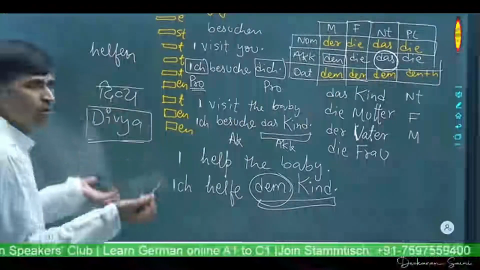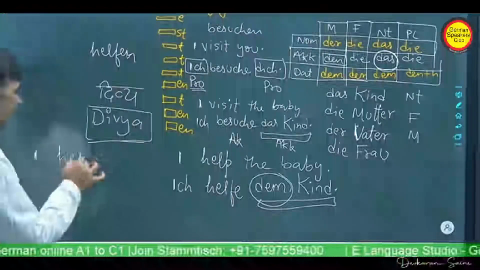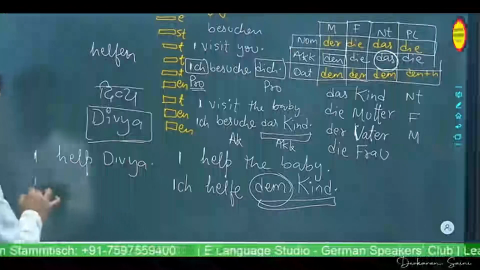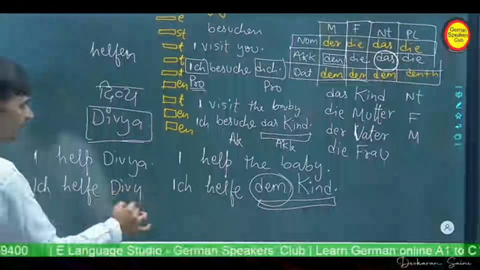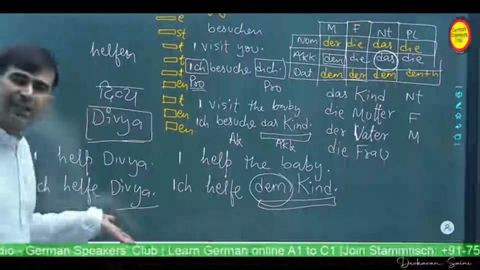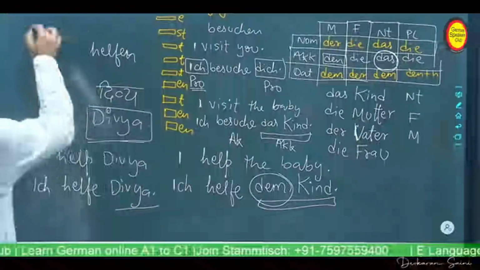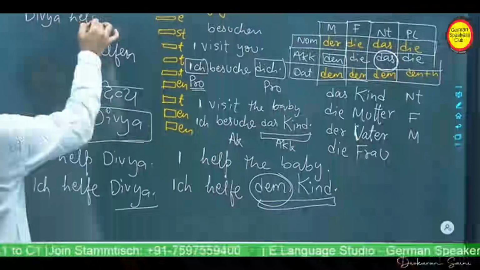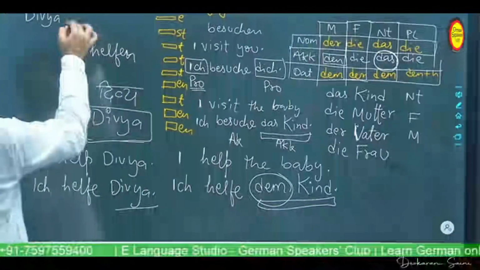I would say Ich helfe Divya. For a name, you don't have to worry about dative or accusative. You don't have to put an extra flag with that saying that it is dative or accusative. When it is Kind, we did put dem, but for a name there is no table as such. So I would write Ich helfe Divya.